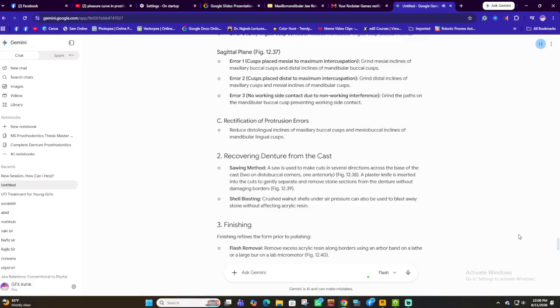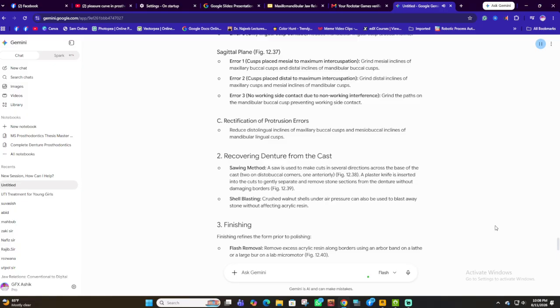2. Recovering denture from the cast. Sawing method. A saw is used to make cuts in several directions across the base of the cast, 2 on distobuccal corners, 1 anteriorly, Fig. 12.38. A plaster knife is inserted into the cuts to gently separate and remove stone sections from the denture without damaging borders, Fig. 12.39. Shell blasting. Crushed walnut shells under air pressure can also be used to blast away stone without affecting acrylic resin.